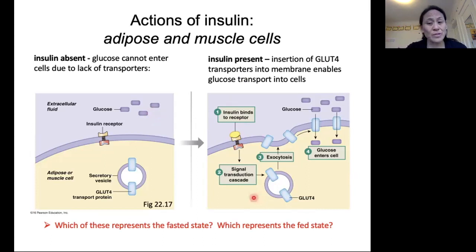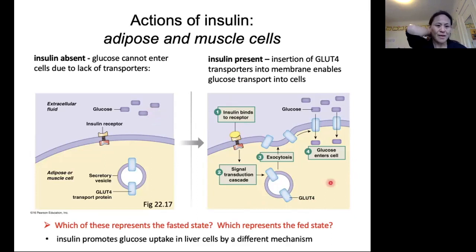If we have a lot of glucose around, we're going to be in a position where we can afford to take up glucose into these cells and store that glucose in larger molecules. Okay, finally, I just want to mention that this is for adipose and muscle cells. We also have glucose uptake by liver cells that is insulin dependent, but that uses a different mechanism that I'm not going to talk about.